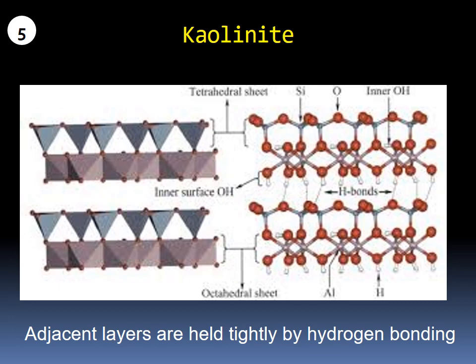So the first layer here and the second TO layer are bound together, as you see here from the structure, by a hydrogen bond. Why? Because if you look at the end of the top TO layer, at the end you have the octahedrals, and in the octahedrals in this case you have OH, so it's minus one OH.